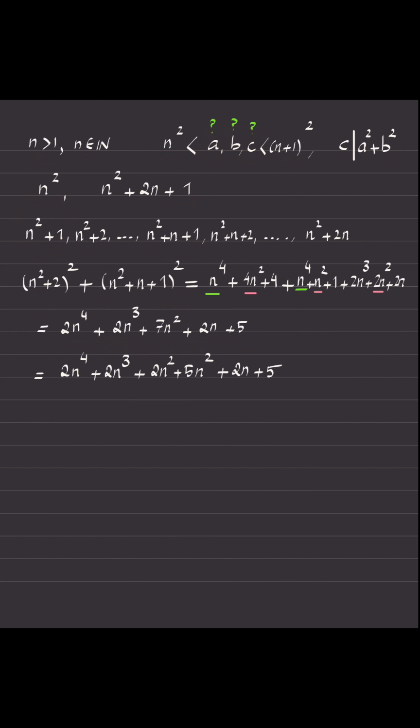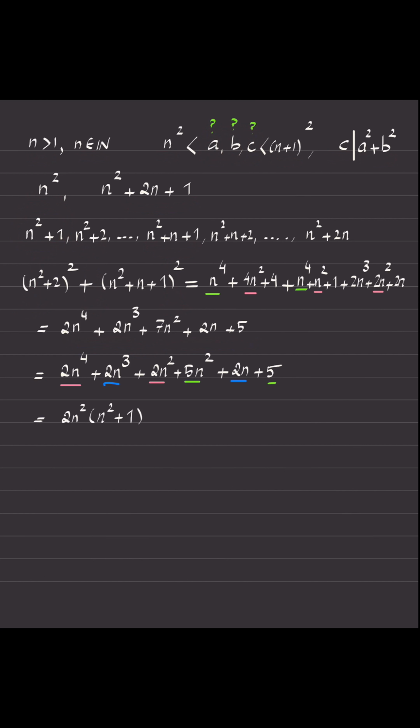Okay, so now what I will do, I will group them. Between these two, I can factor 2n squared out. Let me change my color. Between these two, I can factor a 2n out, and finally between these two, I can factor a 5 out. So that grouping is actually very effective here. So 2n squared I pull out, n squared plus 1 is left.